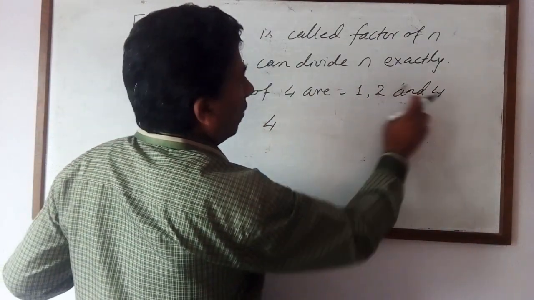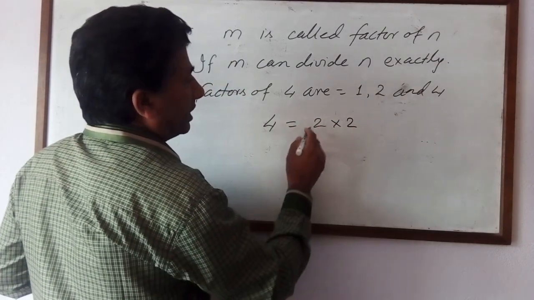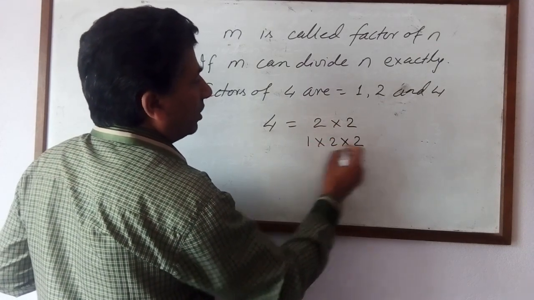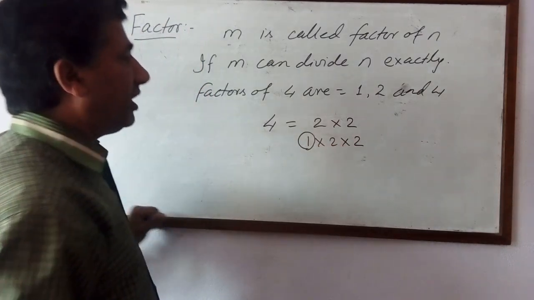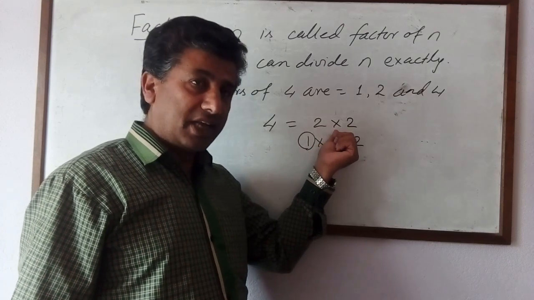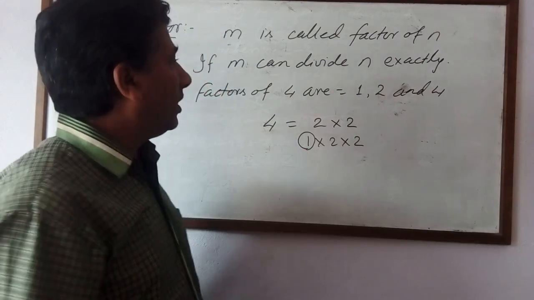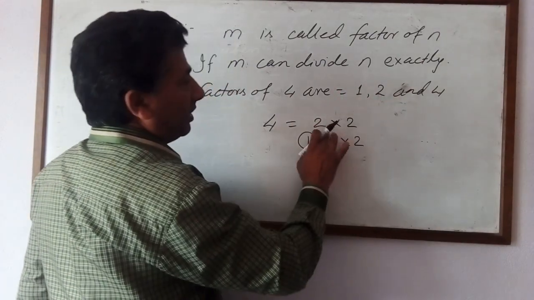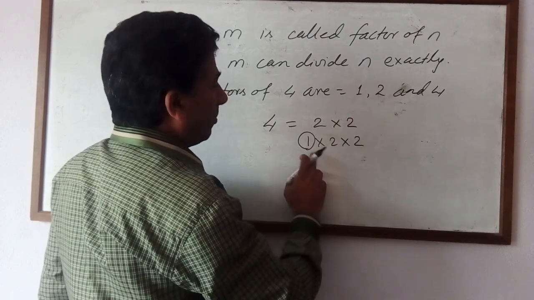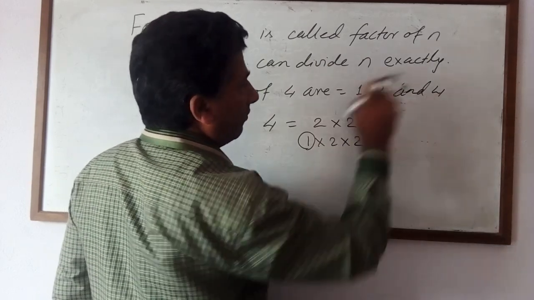How to find these factors 1, 2, 4? Prime factors of 4 are 2 times 2, and there is also 1, that is 1 times 2 times 2. This 1 we do not write. These two 2s are the prime factors of 4. In between them there is a multiplication sign. Remember that there is always a 1. Now how to find these 3 factors? With the help of prime factors. 1 times 2, 2, one factor. 2 times 2, 4, another factor.